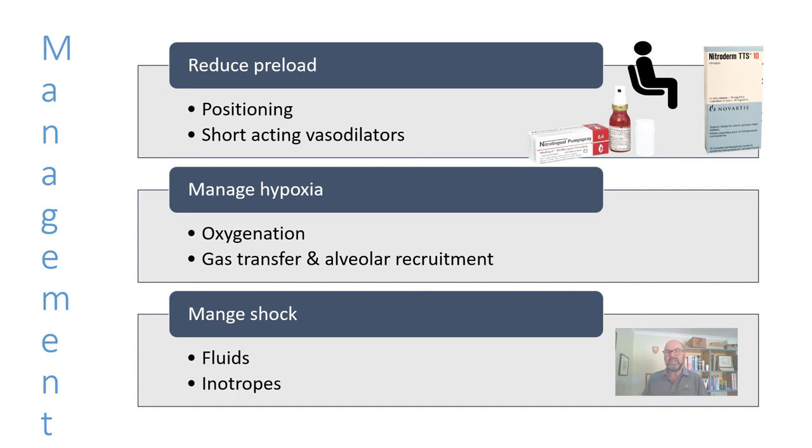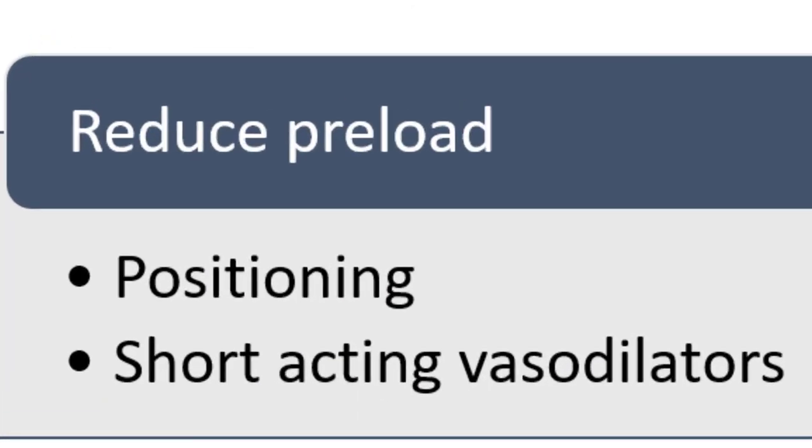Reducing preload is synonymous with reducing the amount of blood that returns to the heart. To achieve this, it's necessary to increase the percentage of the total blood volume that's held in the veins, and this can be accomplished in two ways. Firstly, let's get the patient into a sitting position with their legs dependent.